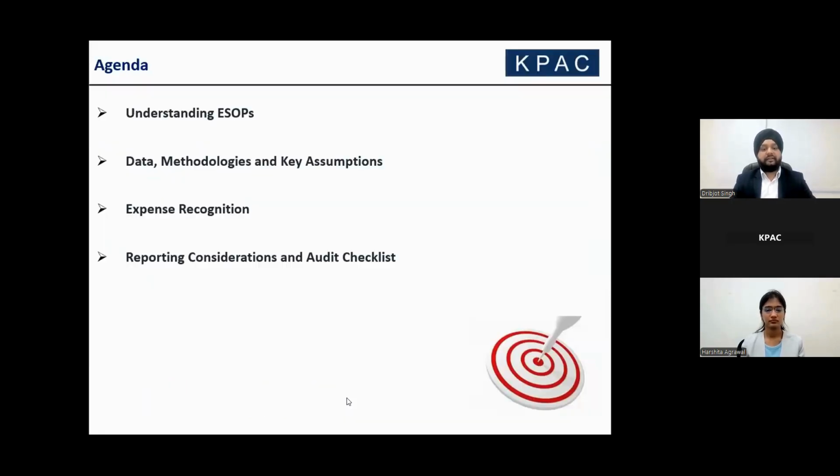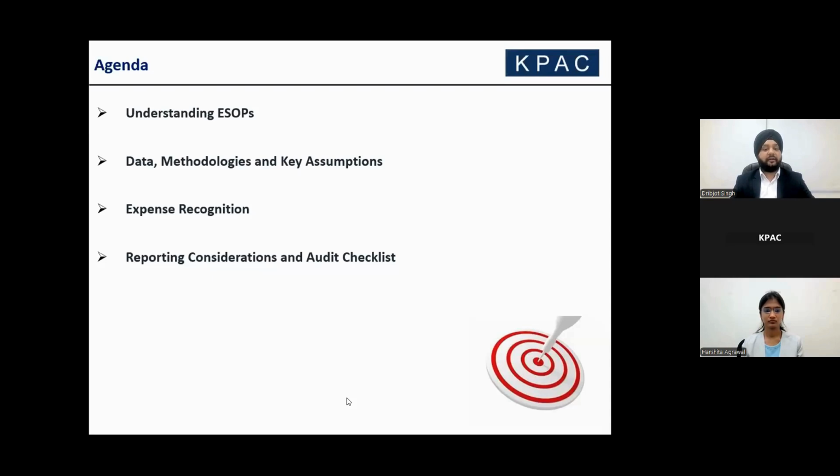Our session today is structured around four key areas. First is the understanding of ESOPs, wherein we'll start with the fundamentals, covering what ESOPs are, the importance of ESOP valuations, and their life cycle from grant to exercise. The second is data, methodology and key assumptions, wherein we will touch upon the data requirements, key assumptions, and key valuation methods such as Black-Scholes, binomial lattice method, and Monte Carlo simulation. We'll also touch upon crucial assumptions such as volatility and expected term to expiry.